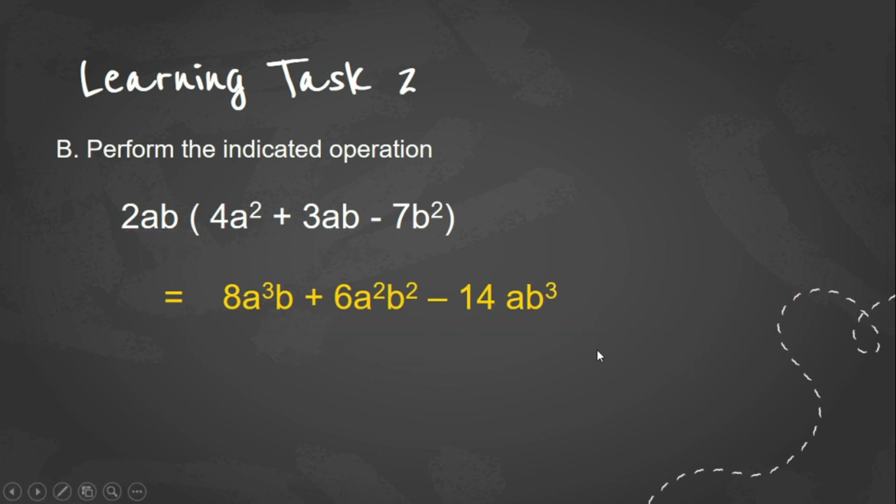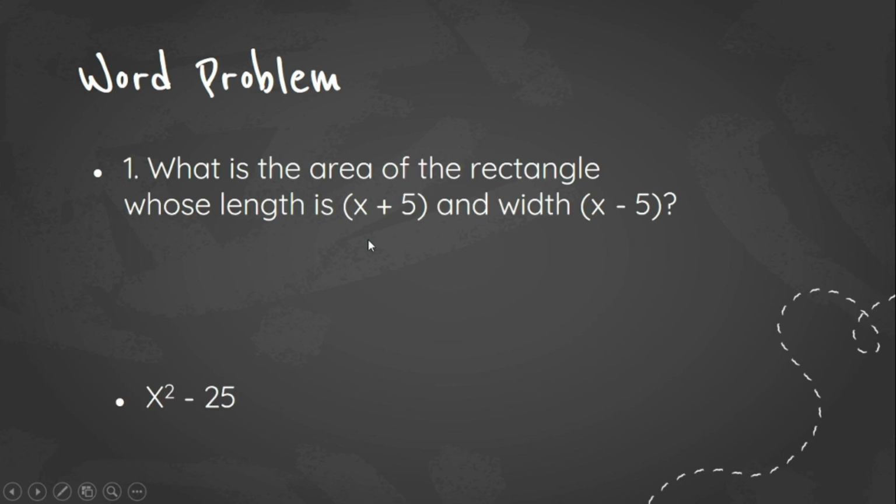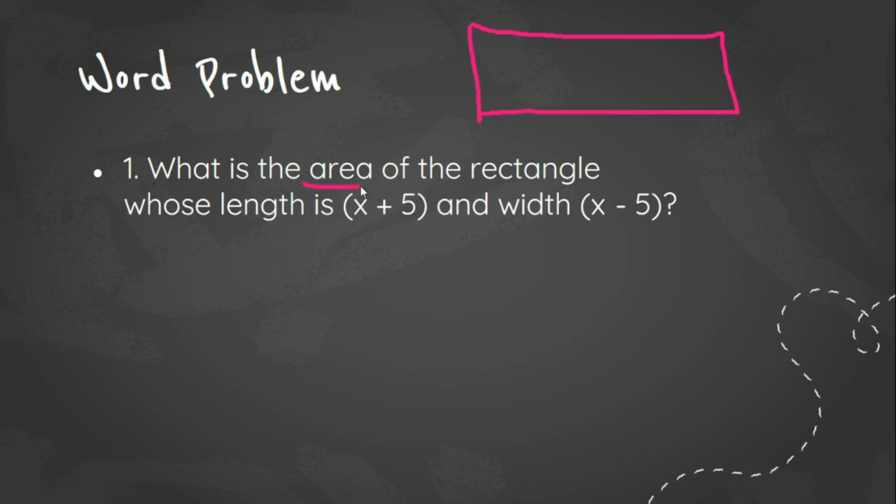Now, let's try to have this word problem. Sabi dito, what is the area of the rectangle whose length is x plus 5 and with a width of x minus 5? Rectangle. So ganito yung rectangle, di ba? We have the length and the width. Kapag rectangle, to get the area, we need to multiply the length by the width. Tama? And ang given length is x plus 5, at ang given width ay x minus 5.